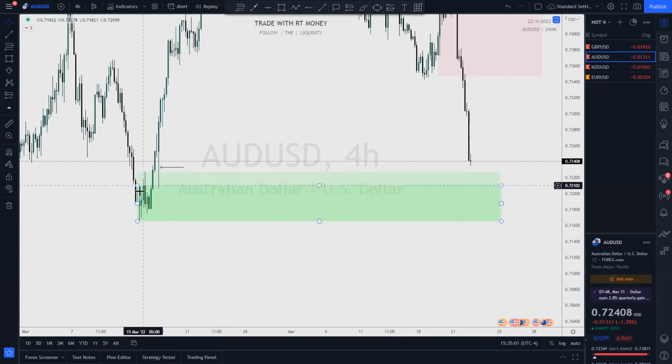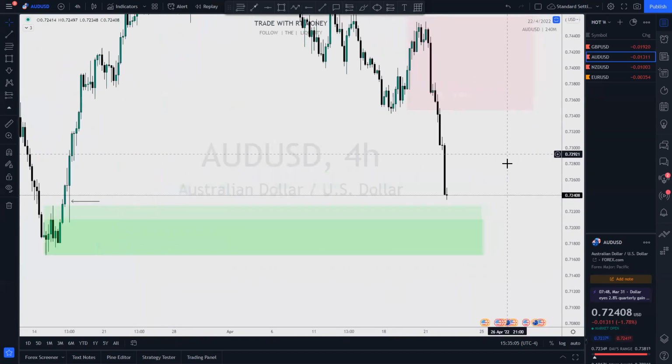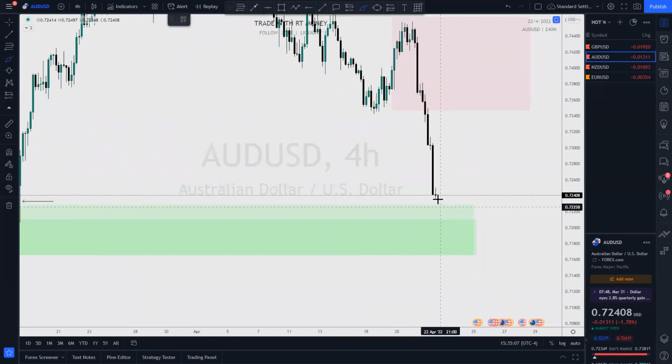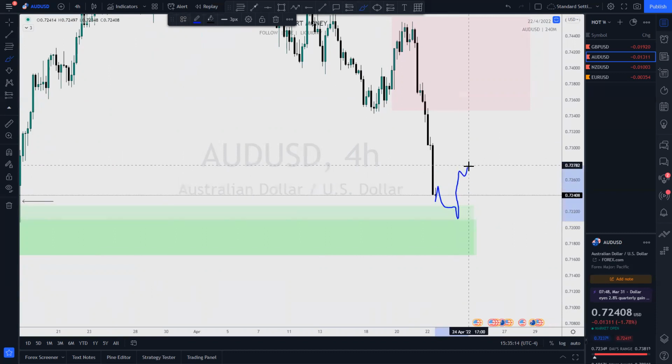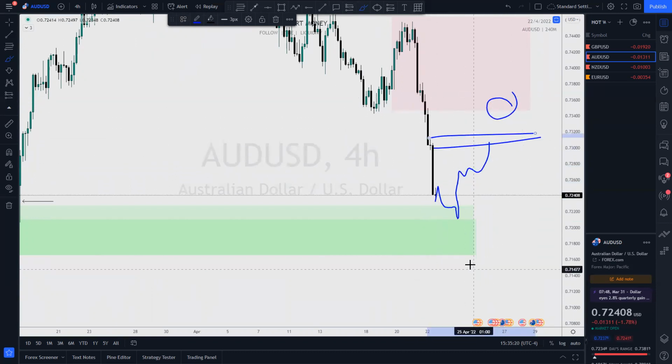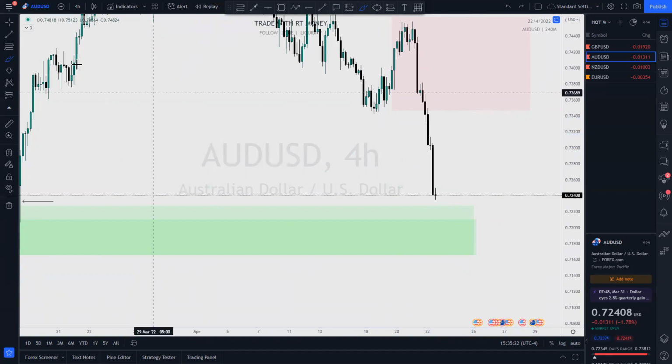Right here is where I think price may come first, depending on how things open up. If it continues to drop here, I think we're going to come right here, and then we're going to get the pullback. Do I think we're going all the way back up here? No, maybe we come here. Maybe we come right here, and I'm going to mark that area.